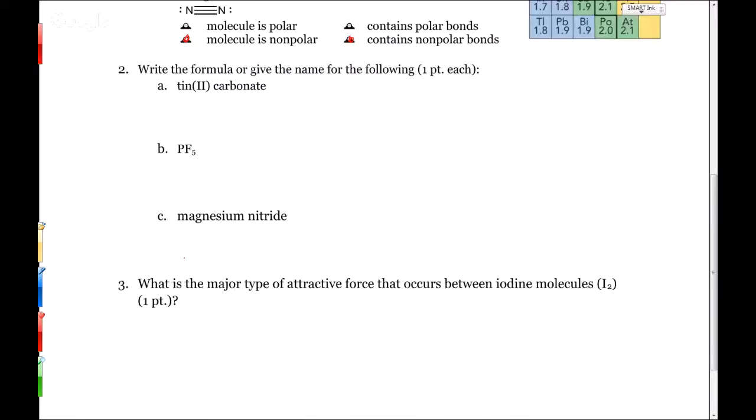Write the formula, give the name of the following. So a little more practice, this time all together with the covalent stuff in there as well. Tin carbonate, that's going to be an ionic compound. Tin 2 tells us it's going to be 2 plus. We know carbonate. So the overall compound is like that, 2 plus, 2 minus.